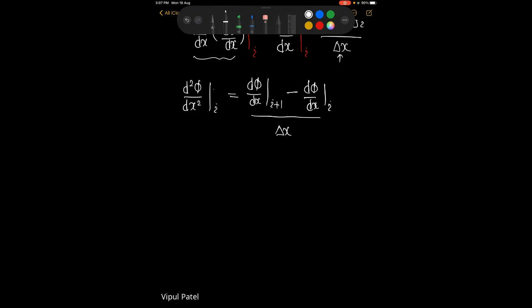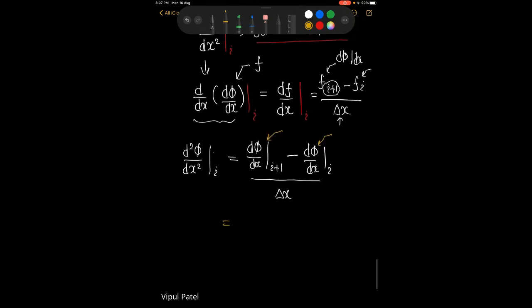Now if you carefully see this equation, this is also a first order differential term. So here also I can use the forward difference approximation. So this d phi by dx at I plus 1 can be written as, what should I write over here? Can you help me?